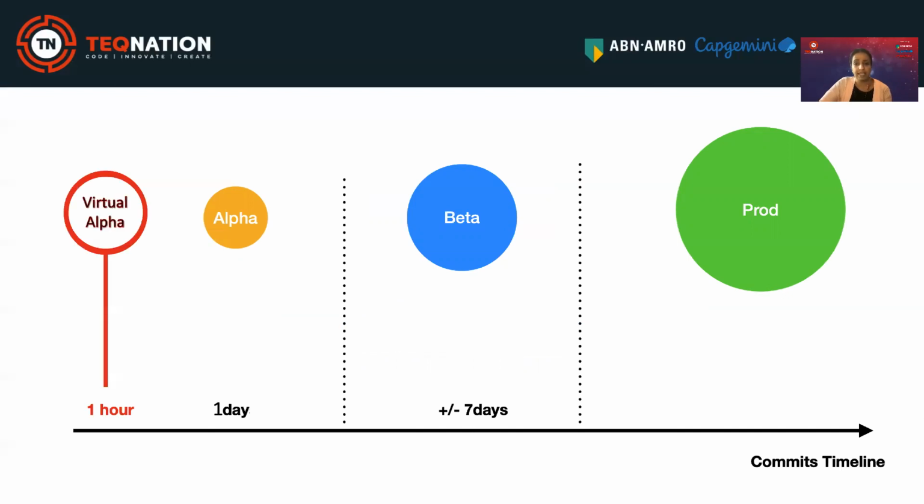So virtual alpha sits at the start of this pipeline, and we only need 1 hour to get reliable signal. We release the app to virtual alpha first for 1 hour. We see what we see, and then if there are really high spikes of crashes that are affecting a high percentage of users, then we actually stop the release and fix this crash before we go to alpha. And this way we protect our real users from experiencing those high impact crashes.